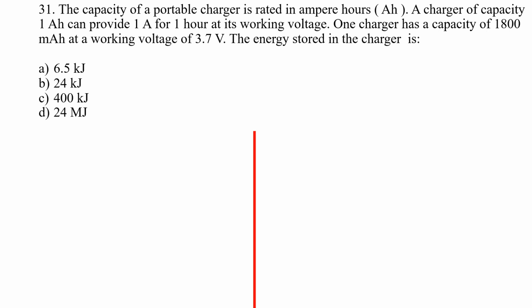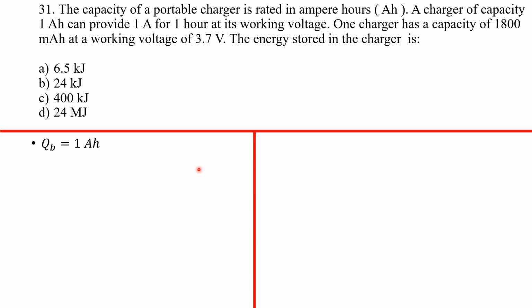The capacity of a portable charger is rated in ampere hours. A charger of capacity 1 ampere hour can provide 1 ampere for 1 hour at its working voltage. One charger has a capacity of 1800 milliampere hour at a working voltage of 3.7 volts. The energy stored in the charger is, so that's the capacity of the battery.